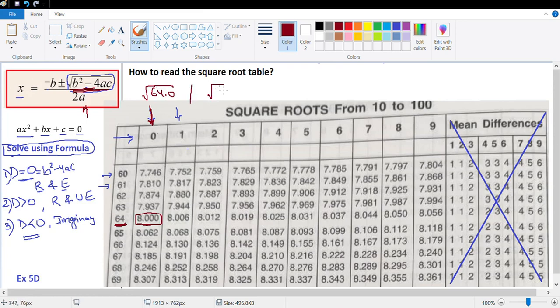or it will give you the square root of 60.0, or it will give you the square root of 61.0. So these are the numbers in decimals. This is the first decimal after the whole number. So this is 60.0. The square root of 7 is 7.746. If you want the square root of 68, then the square root is 8.246. So the square root of 68 would be equal to 8.246.